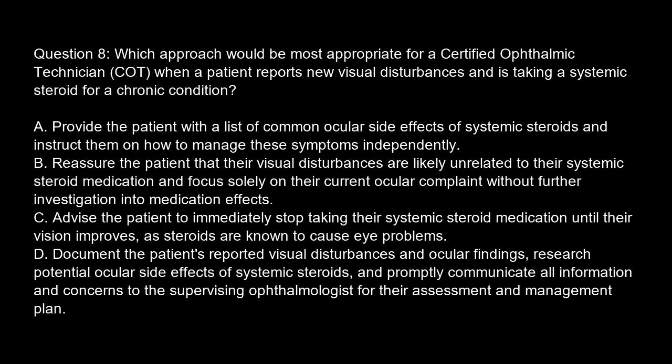Option B. Reassure the patient that their visual disturbances are likely unrelated to their systemic steroid medication and focus solely on their current ocular complaint without further investigation into medication effects. Option C. Advise the patient to immediately stop taking their systemic steroid medication until their vision improves, as steroids are known to cause eye problems. Option D. Document the patient's reported visual disturbances and ocular findings, research potential ocular side effects of systemic steroids, and promptly communicate all information and concerns to the supervising ophthalmologist for their assessment and management plan.